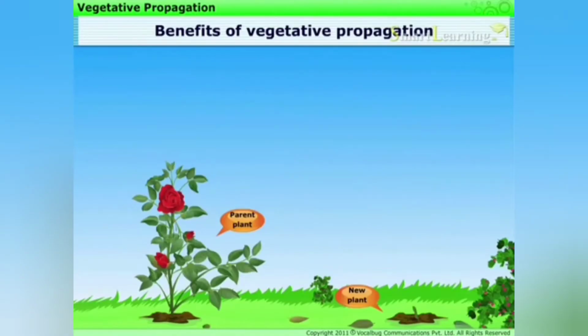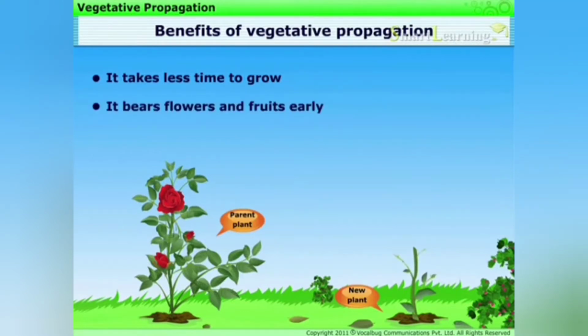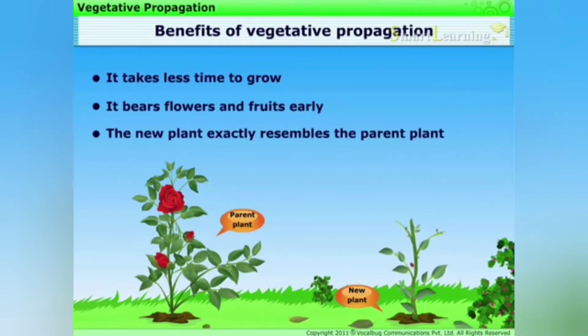Some of the benefits related to vegetative propagation are: it takes less time to grow. It bears flowers and fruits early. The new plant exactly resembles the parent plant.